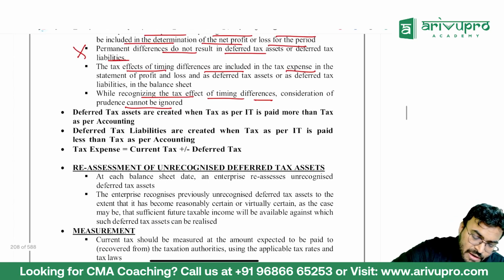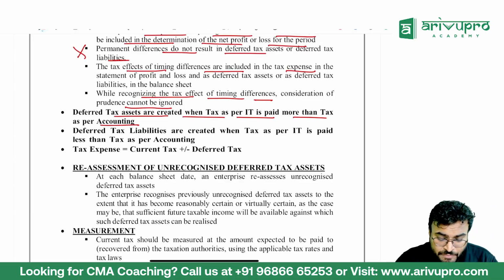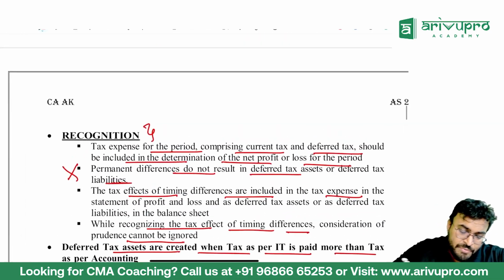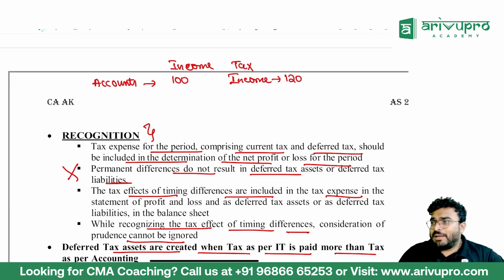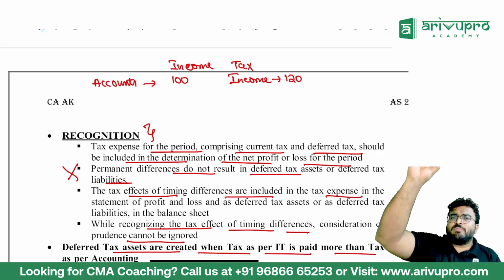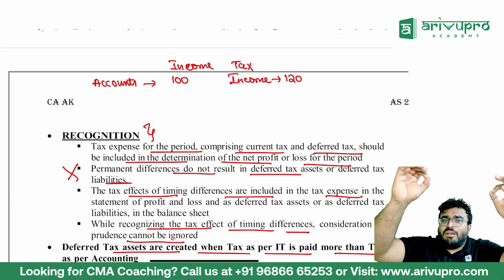Now understand this. Deferred tax assets are created when tax as per IT is more than tax as per accounting. Simple. Now, income as per accounts is 100. As per tax, the income is 120. That means what? You always focus on tax. In taxation, income is more today. That means in future, income will be less.